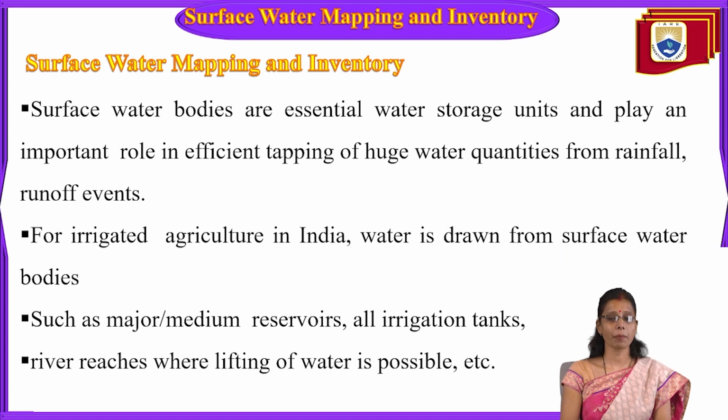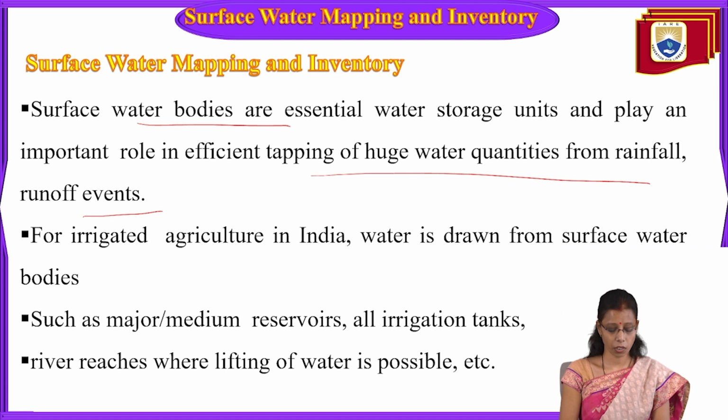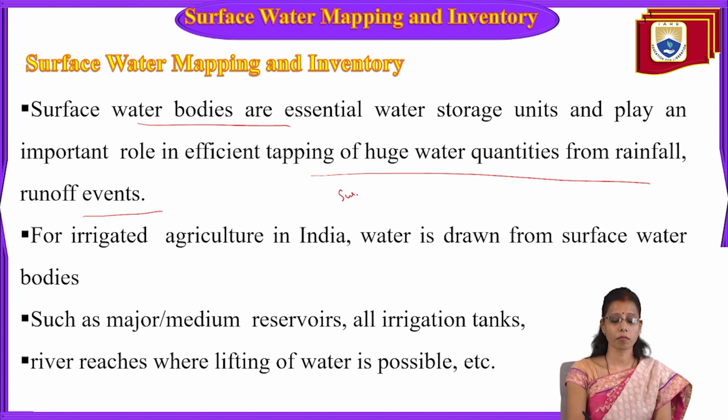So what is surface water mapping and inventory, that we have to understand first. Surface water bodies are essential for water storage units and play an important role in the efficient tapping of huge water quantities from rainfall and runoff events. So what is surface water? When you talk about surface water, what does it mean? Surface water means the water which is present on the surface. Okay, so there are two types of water. One is surface water, the other one is groundwater. Okay, surface water and groundwater.